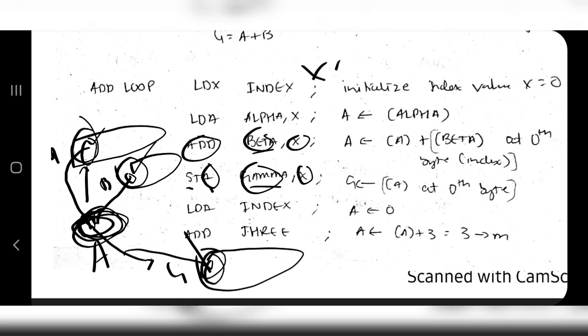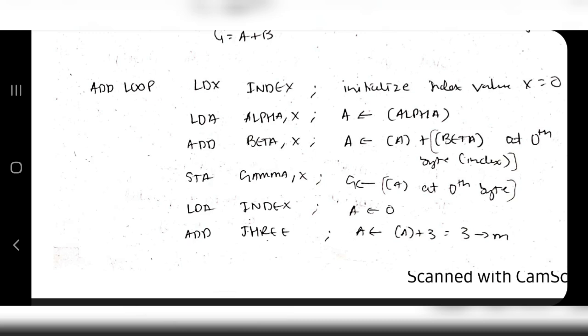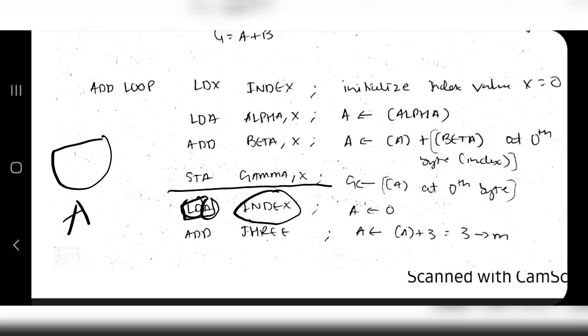We can't just write x plus equal to 1 like in C++. We have to do the arithmetic operation using the registers. Okay, so after we have done this one, we have to increment the x value for the next operation. LDA. LDA means load into the register A what? Index value. Index is 0, so A will have initially 0. Now A has 0. Add 3.